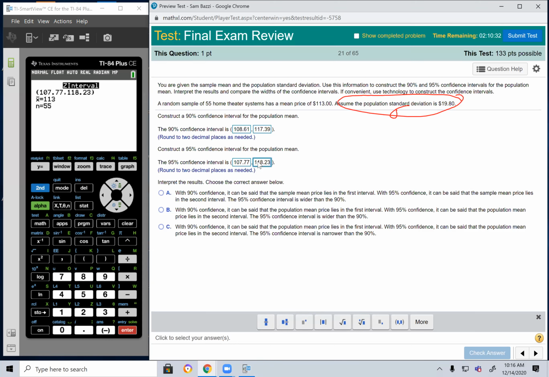Okay, interpret the results. With 90% confidence, it can be said that the population mean lies in the interval. Not the sample mean, this is about the population mean. We already know the sample mean. So with 95%, it can be said the population mean lies in the second interval. And the 95% interval is always wider. As you increase the confidence level, your interval becomes bigger and bigger.